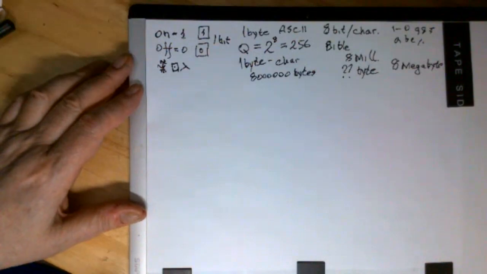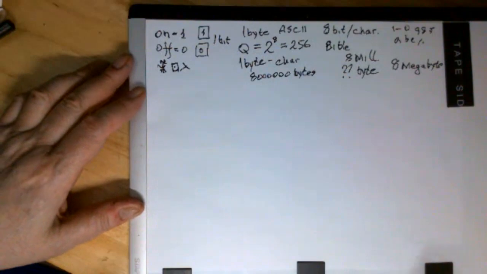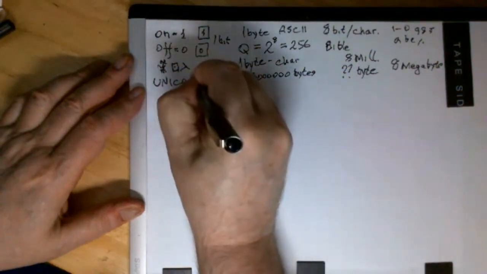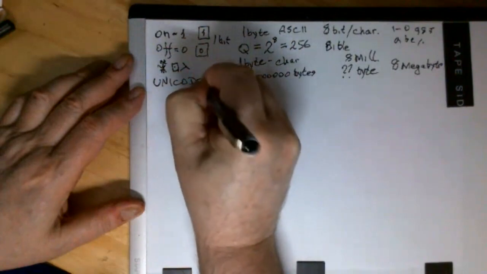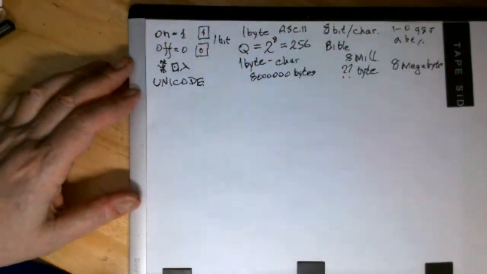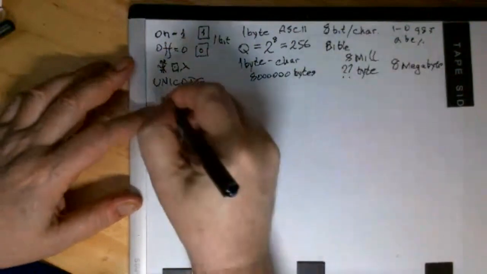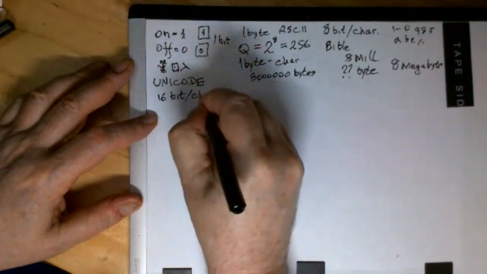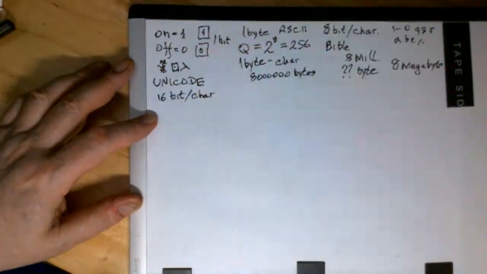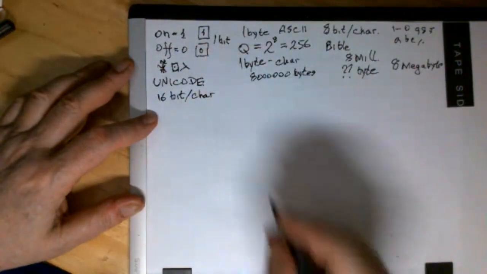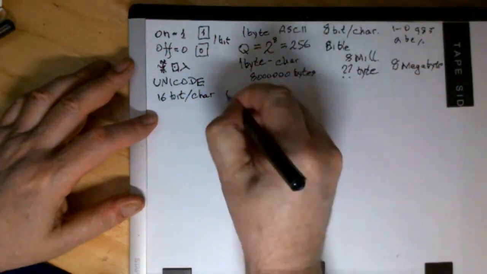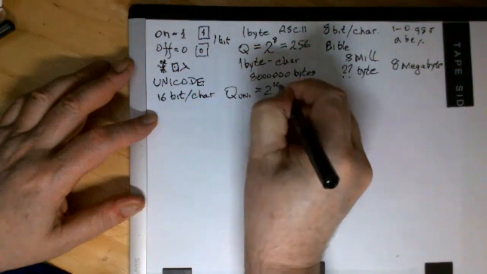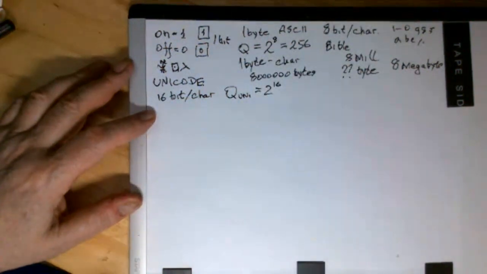And the people who designed the internet chose a different encoding. They call it Unicode, folks. Unicode. That is something that we didn't speak about yet. Instead of 8 bits per character, they made 16 bits per character. In this case, we need to understand the Q for Unicode will be 2 to the power of 16.